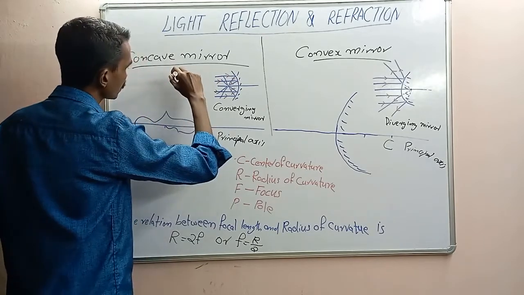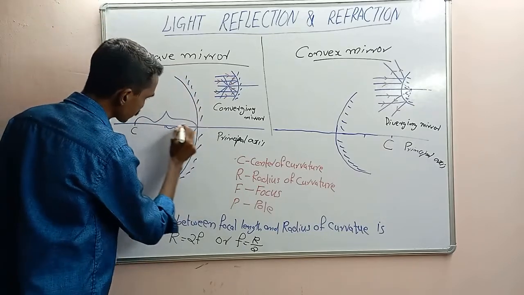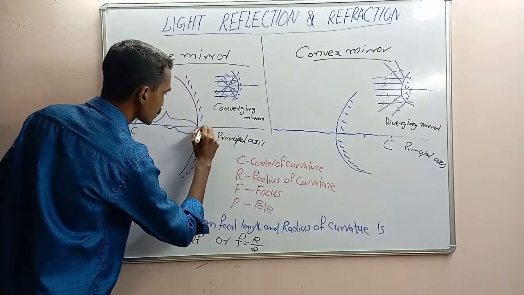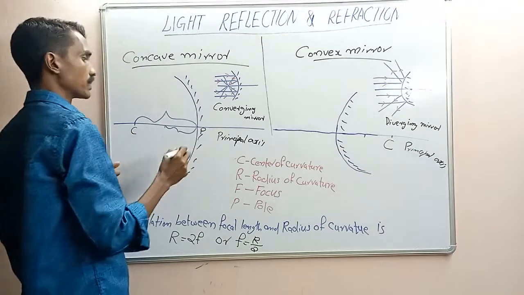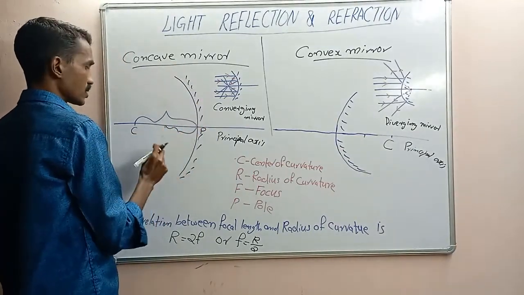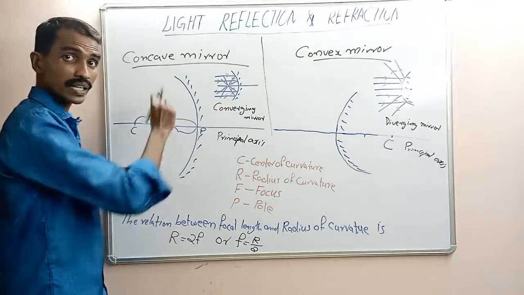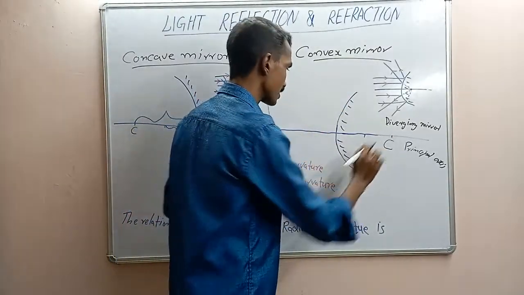Then there is a point where the principal axis meets the mirror. In a concave mirror, the principal axis meets in a particular point, and that is known as the pole, capital letter P. Important, capital letter P. So the pole is the point at which the principal axis meets on a spherical mirror.